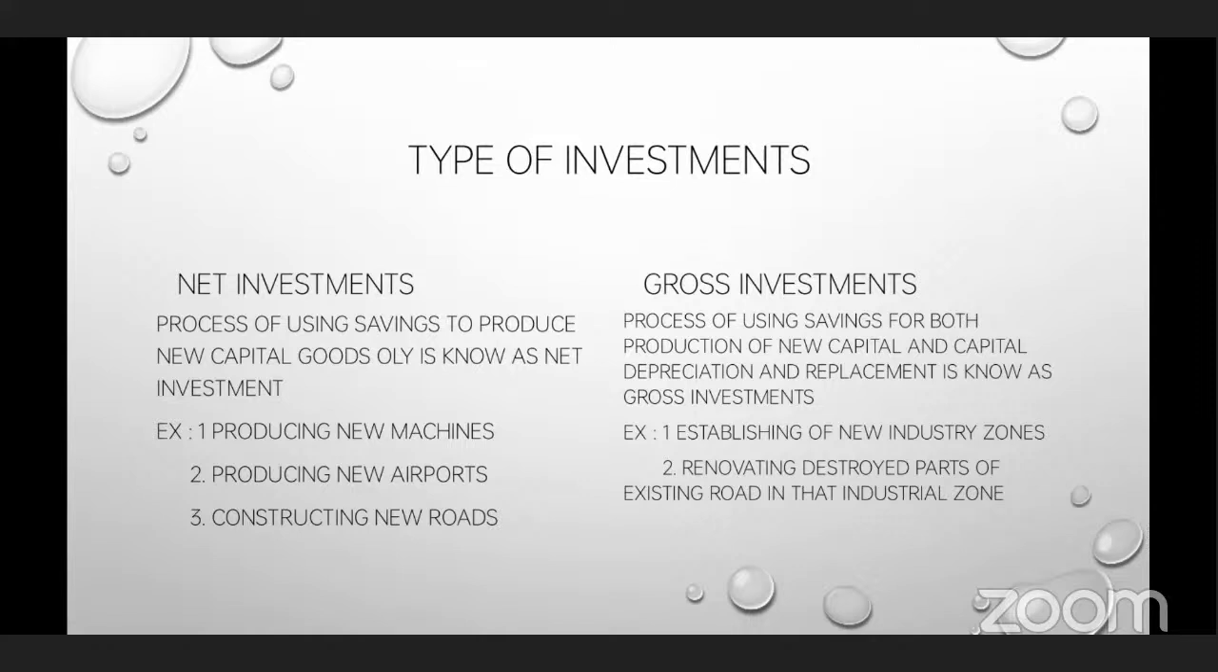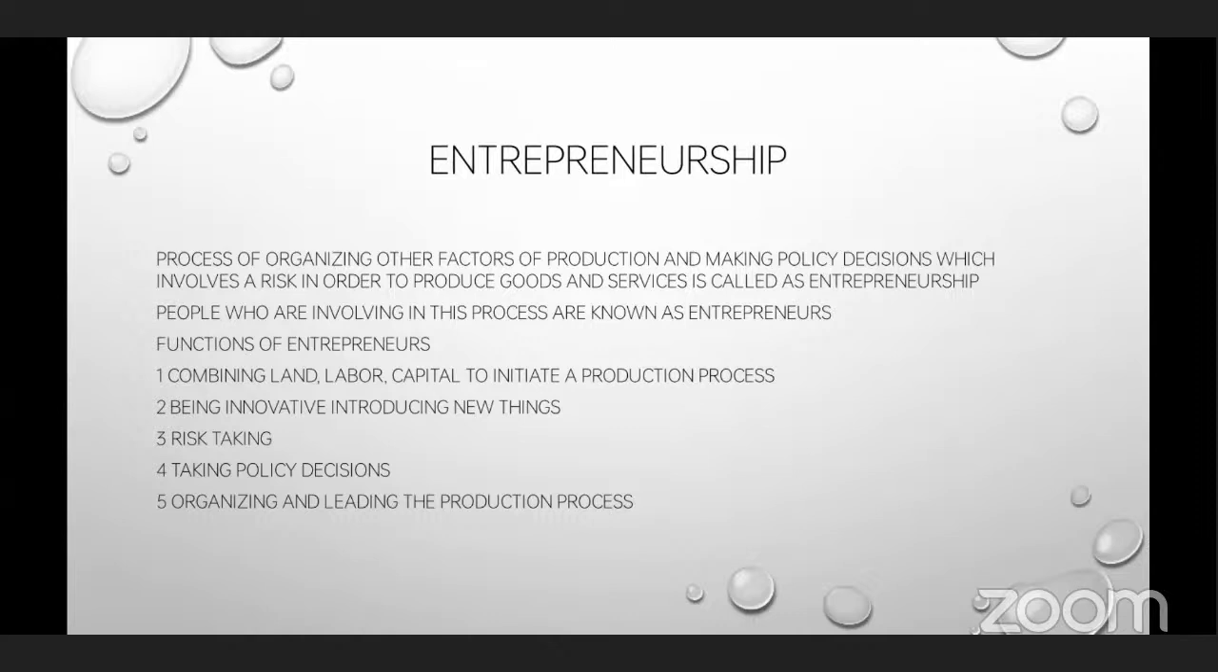Okay, we will move to the last part of my presentation, which is entrepreneurship. We will see who an entrepreneur is. What is entrepreneurship? The process of organizing other factors of production like land, labor, capital, and making policy decisions which involve a risk in order to produce goods and services. It's known as entrepreneurship. Who is an entrepreneur? People who are involved in this process are known as entrepreneurs.